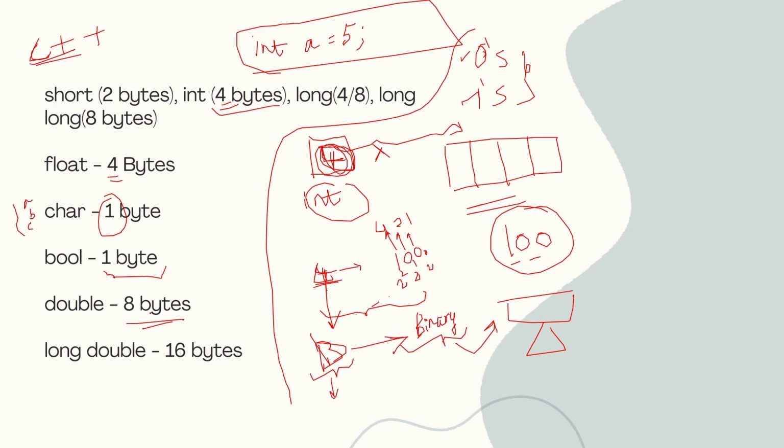Double is something which is of 8 bytes. As I said, double will try to store more decimal places than float, right? Than float, double will store more. So that's why it has more memory size, 8 bytes. Similarly, you have long double, which is again more than that, which is 16 bytes. And you have long, which can be 4 or 8. It depends on the type of compiler that we are going to use, but it's pretty simple.